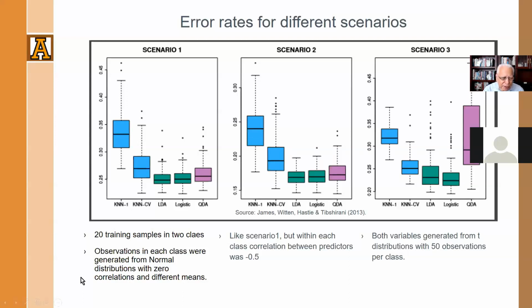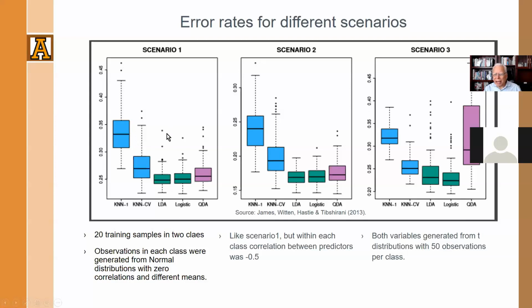For example, in the first graph you have 20 training samples in two classes. The observations in each class were generated from normal distributions with zero correlations and different means. So same variance covariance matrix. If you look here, the linear discriminant analysis seems to do the best job because it has the lowest error rate and the spread is very small.